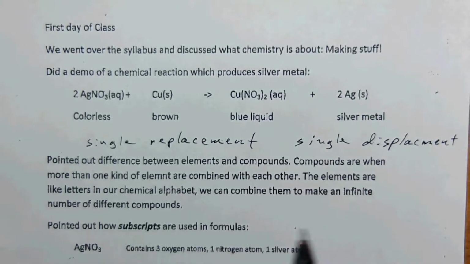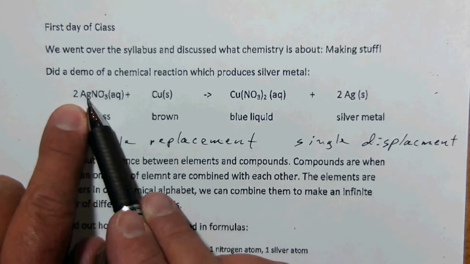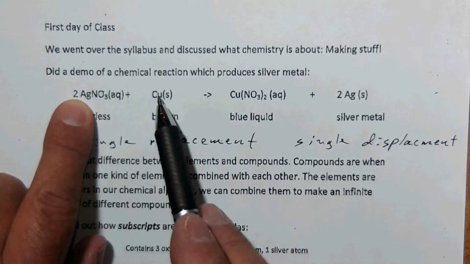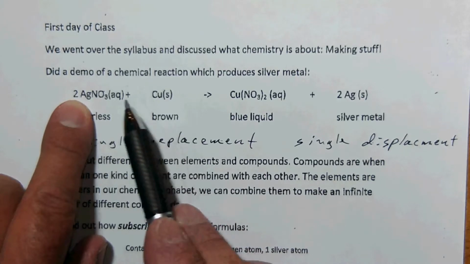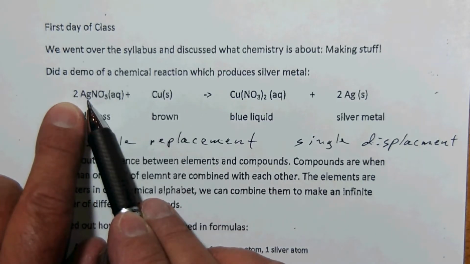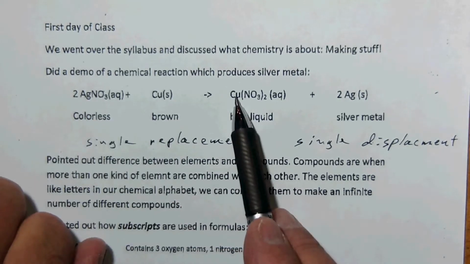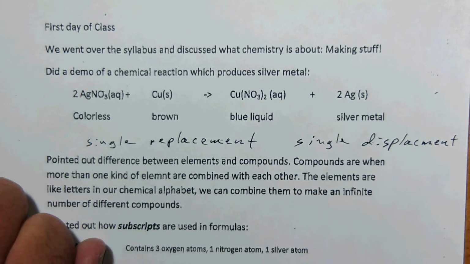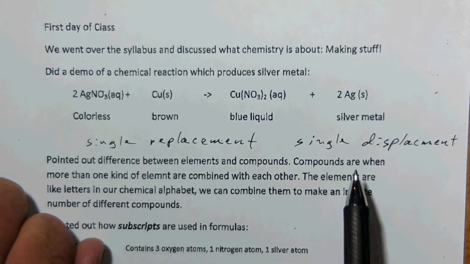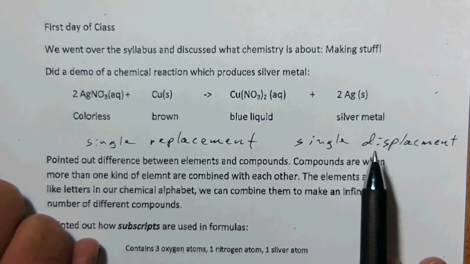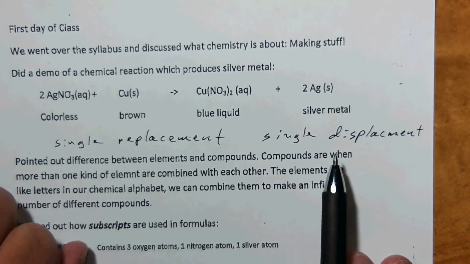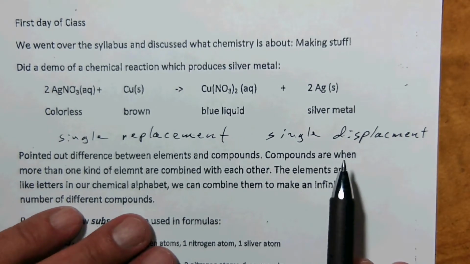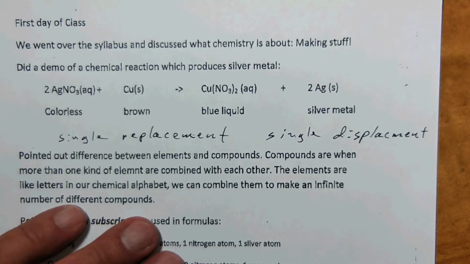What's that about? You have a metal hooked up with something, and this metal basically replaces this one. So instead of silver nitrate, I end up with copper nitrate. So again, that's referred to as a single replacement. Some people say single displacement reaction. It's just another category of reactions, and we had never really talked about them in depth.